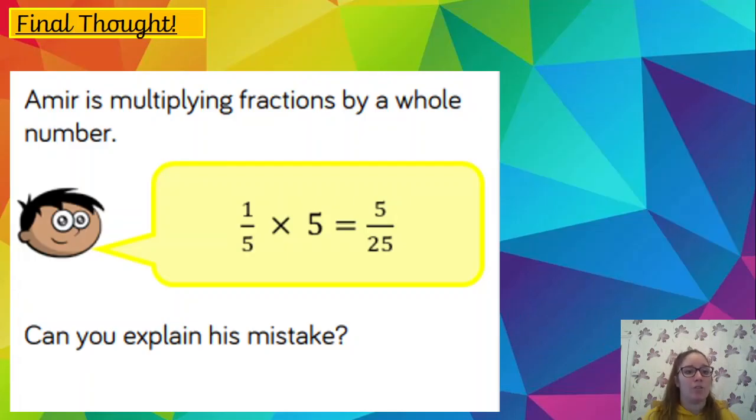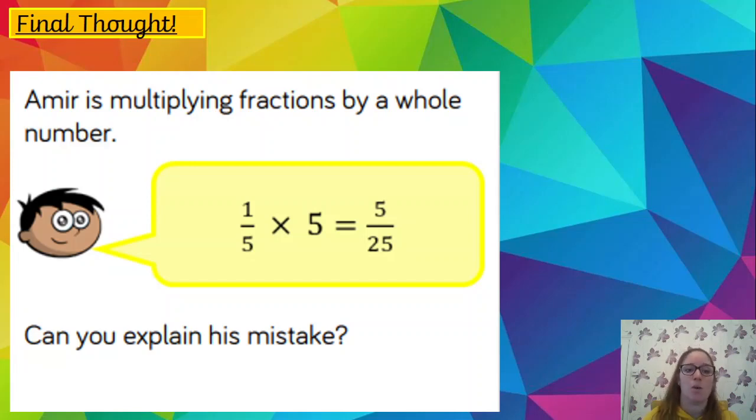Okay, your final thought for today. Amir is multiplying fractions by a whole number. Okay, so he has multiplied 1/5 times 5 is 5/25. Can you explain his mistake? Now hopefully you have noticed this mistake already, but I'll give you a couple of minutes, pause the video and come back when you're ready.